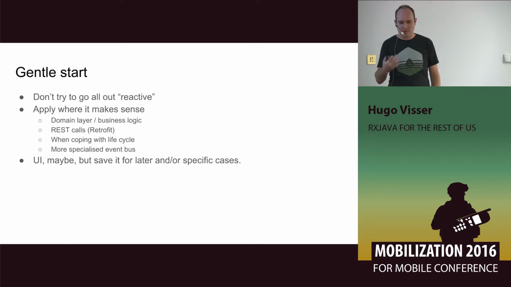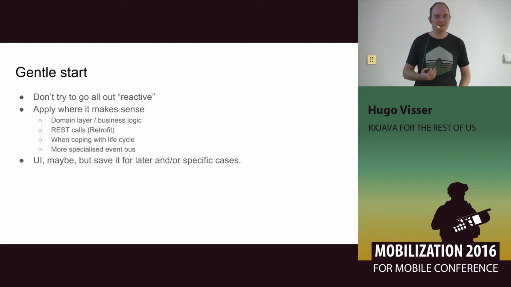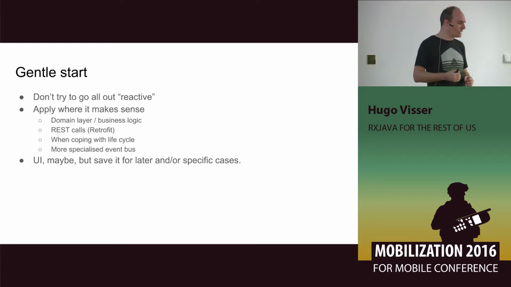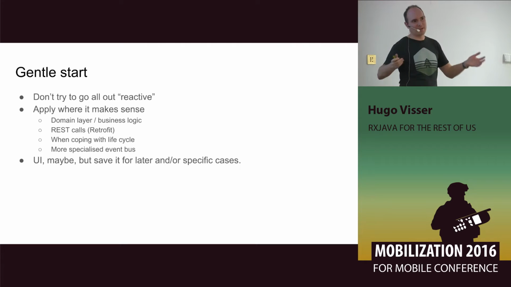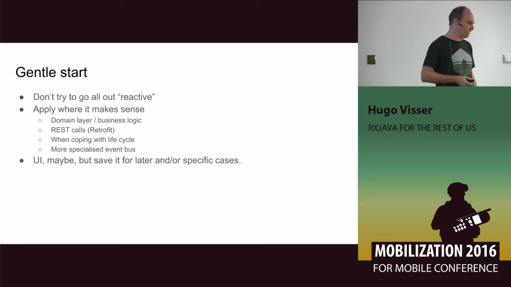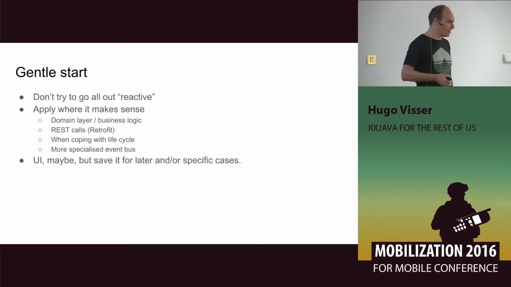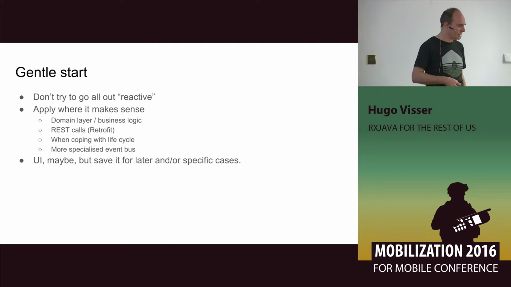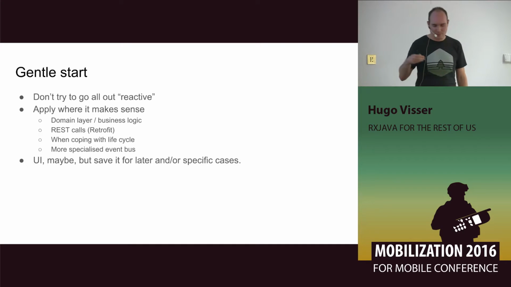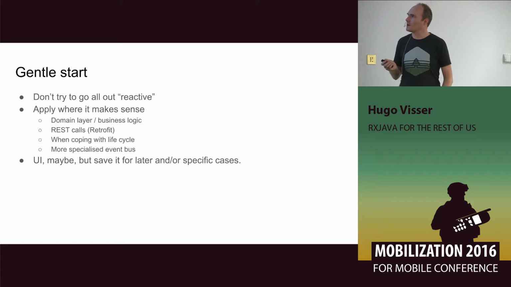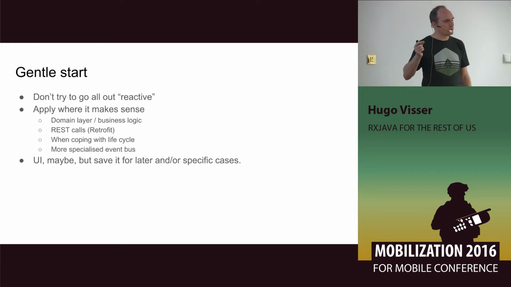So I would really recommend to have a gentle start. Don't try to go all out reactive, like, this is amazing, let's make everything reactive. You most likely fail if you try that, because like I said, it's hard to take gentle steps. But I would recommend to apply this where it makes sense, right? So I think where it makes sense is mostly in your domain layer or in your business logic. Maybe you have some data transformation that you want to do. It's very powerful for that.